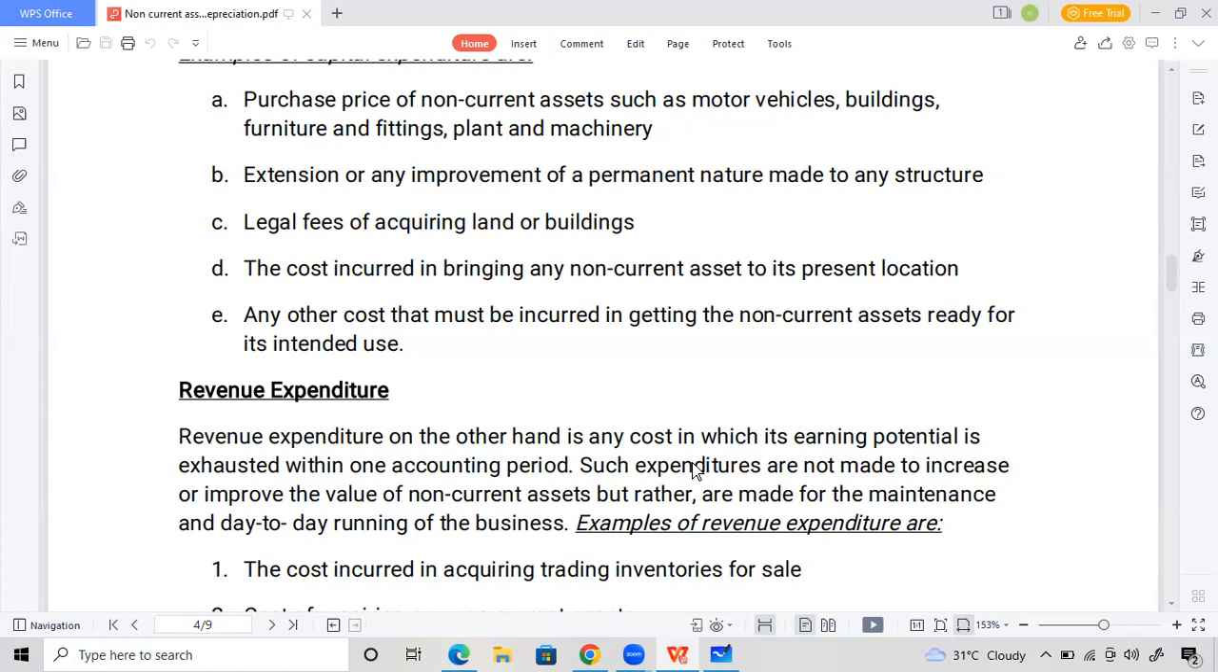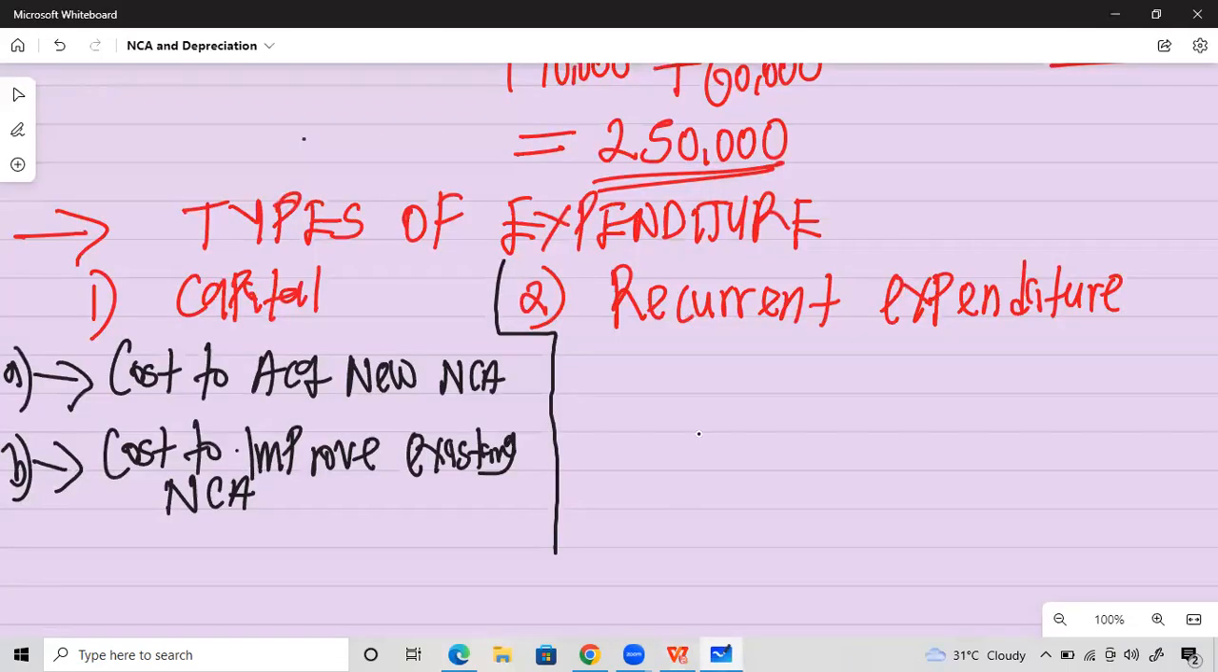That's why I mentioned to you earlier that revenue expenditure are those expenditure that you incur for the day-to-day running of the business, for day-to-day maintenance. Revenue expenditure are those expenditure that you incur for the day-to-day running of the business.